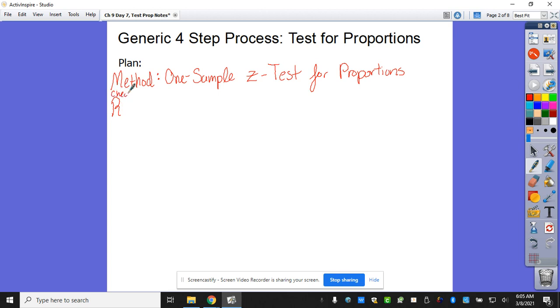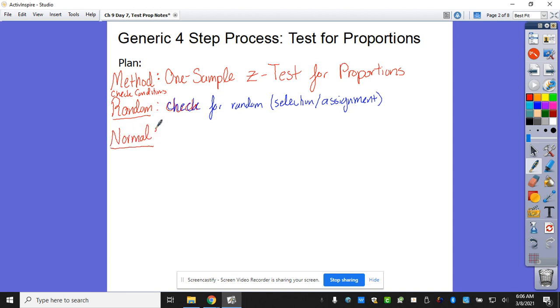So checking our conditions. We check for random. I want you to write this however you did before. So checking that it's random, assignment or selection. But write that one however you've been writing it so that your notes are consistent. Normal.